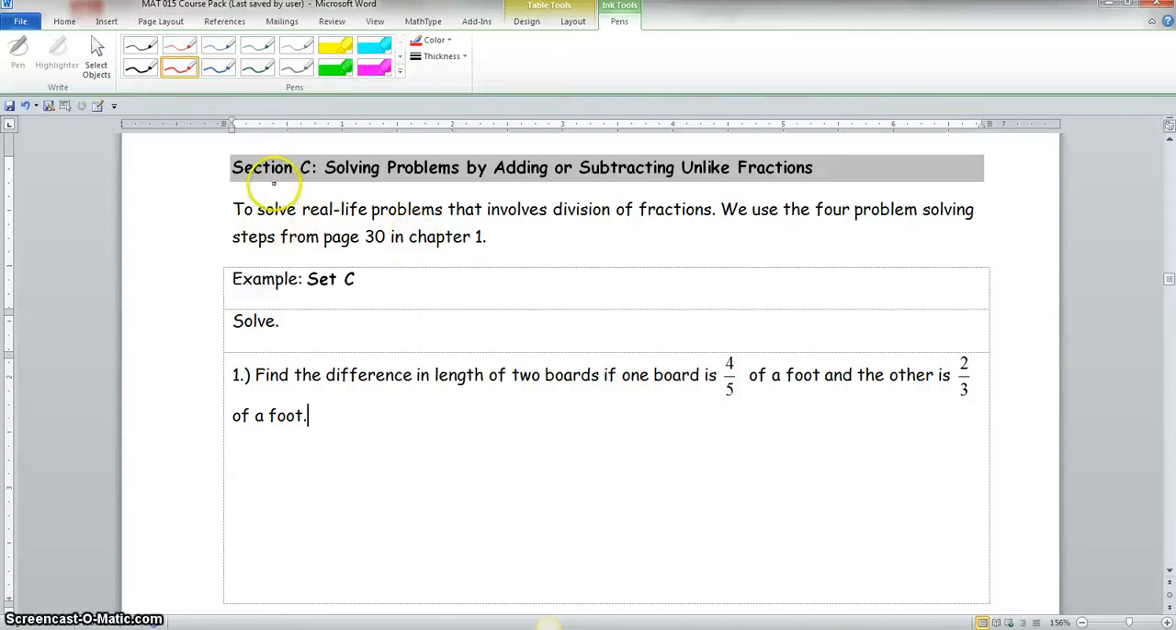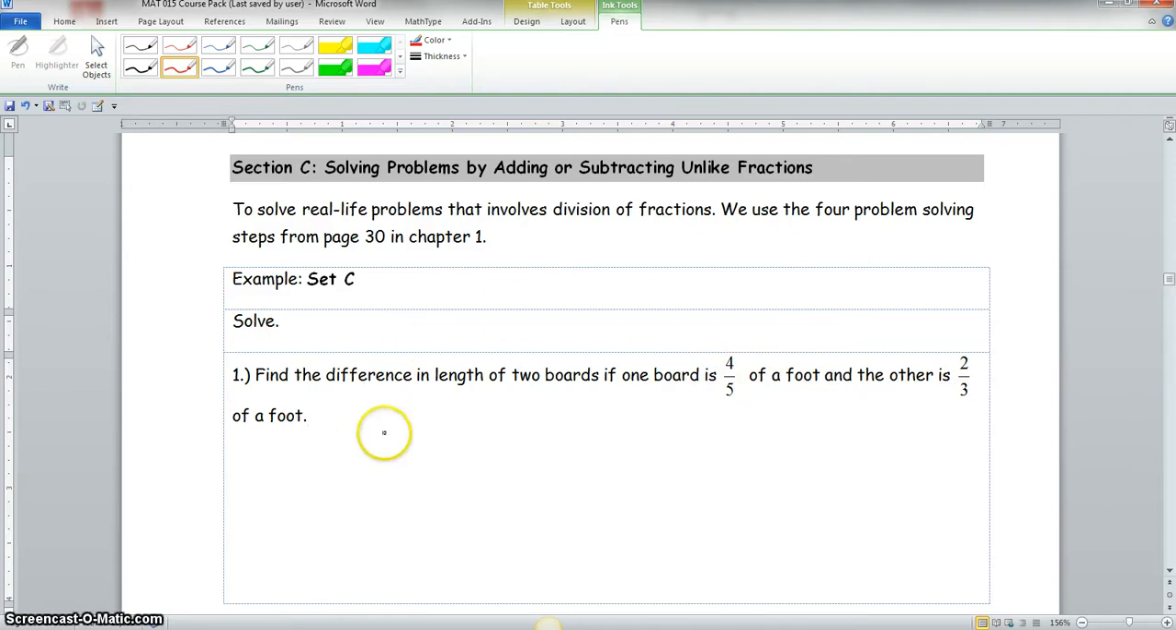Again, picking up where we left off. Section C, solving problems by adding or subtracting like fractions. Number 1: find the difference in length of two boards if one board is 4/5 of a foot and the other is 2/3 of a foot.